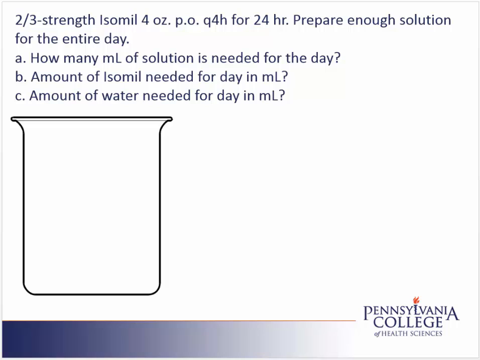Part B, the amount of isomil. Part C, the amount of water. All of those answers are to be in milliliters. Let's take a look at the details. First, I notice that it is to be 2/3 strength.